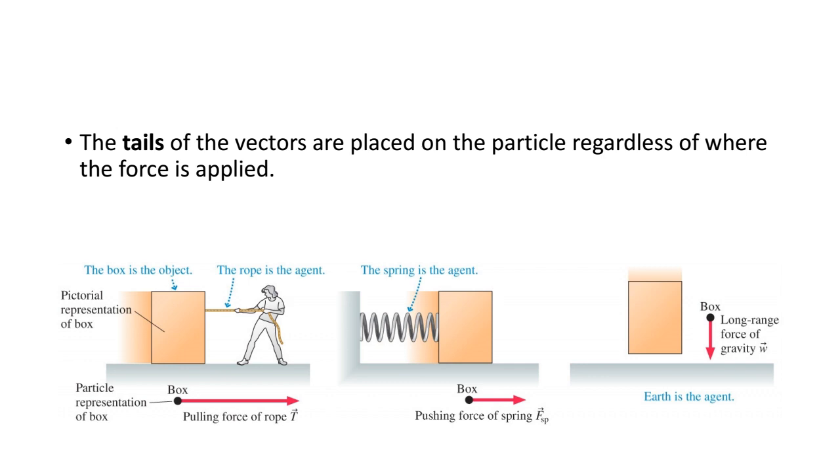These pictures right here are just reinforcing the idea that the tails of the vectors are placed on the particle regardless of where the force is applied. So you can see over here, here's the person pulling on the box, and you're representing the box as a particle, and you're representing the pulling force of tension right here to the right. The same is true right here. If the spring is pushing on the box, the force of the spring is actually coming in this direction right here, but you're going to draw it as coming out of the box like that. The same is true over here with gravity. Gravity is pulling downwards on the box, so you want to draw that as a particle with the arrow pointing downwards representing gravity.